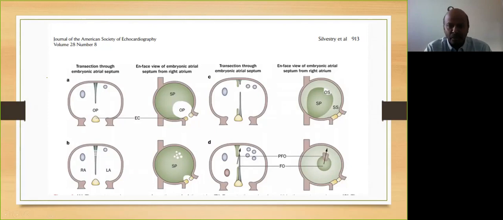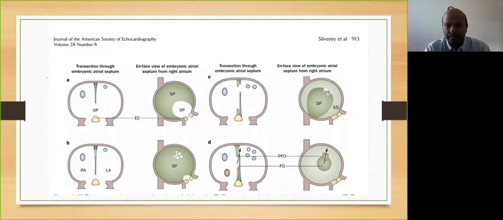Antenatally, because the RA pressure is higher, the blood is able to push the flap valve away to the left and flow shunts right to left. And postnatally, when the left atrial pressure increases after birth, this flap valve opposes the septum secundum, and endothelialization causes termination of the interatrial shunt, in effect separating the left atrium and the right atrium completely.